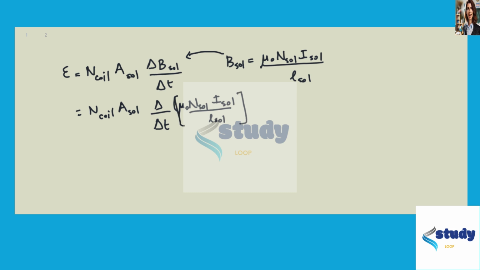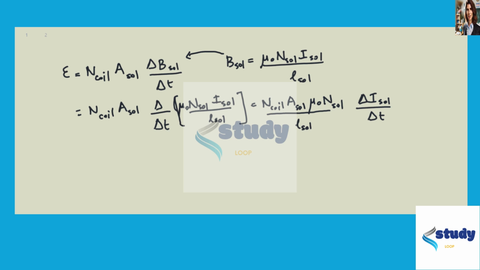Right? Now, these three, mu naught, N sol, and L sol, they are not depending on time. The only thing that is changing with respect to time is the current through the solenoid, right? So we can take these out of delta. So N coil, cross-sectional area of the solenoid, mu naught, number of turns in the solenoid, divided by length of the solenoid, times delta I of solenoid divided by delta T is the EMF across the coil, right?